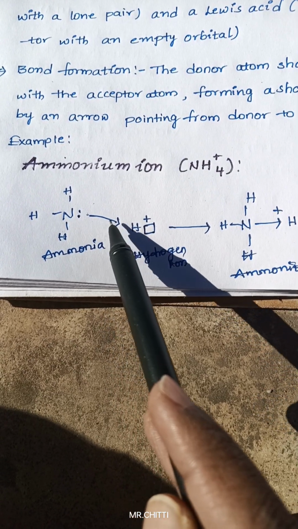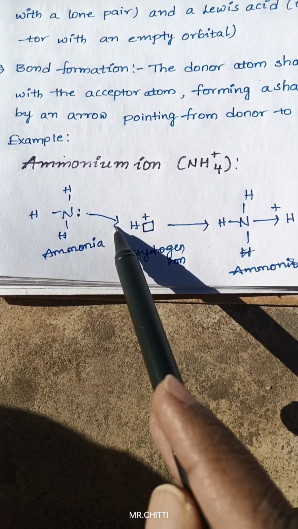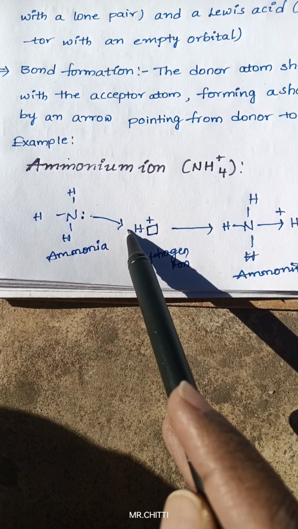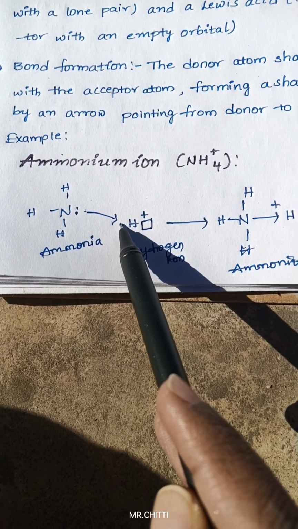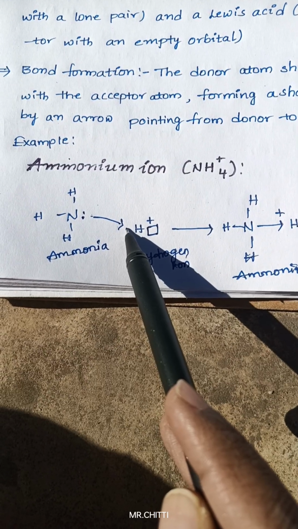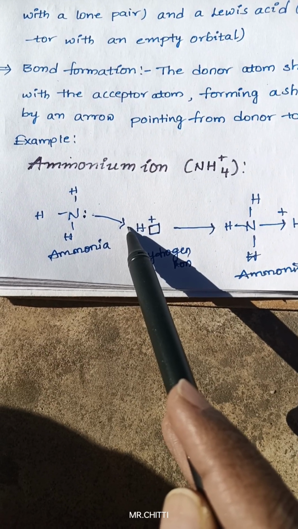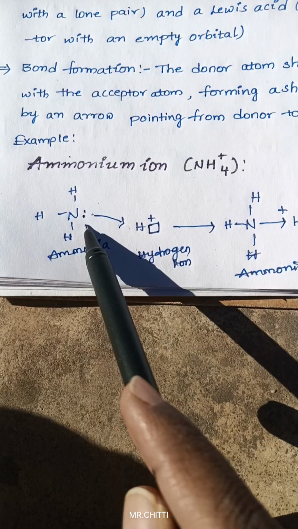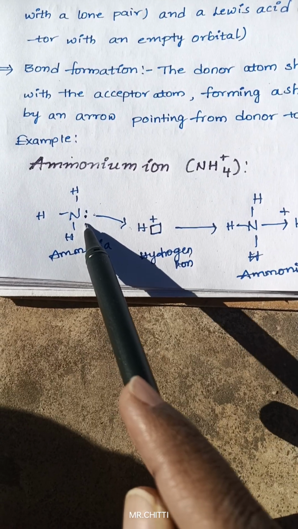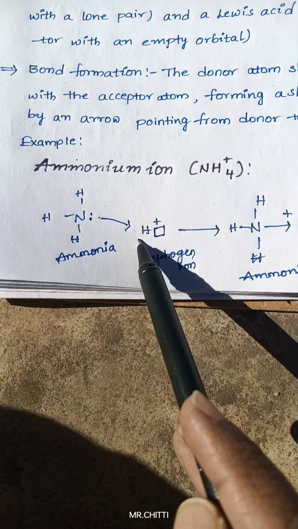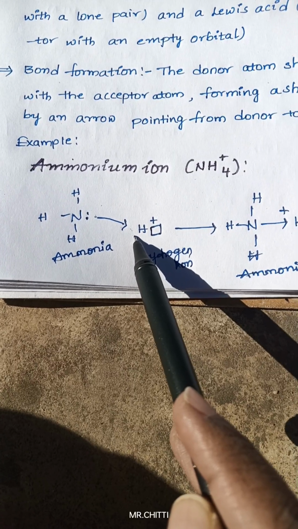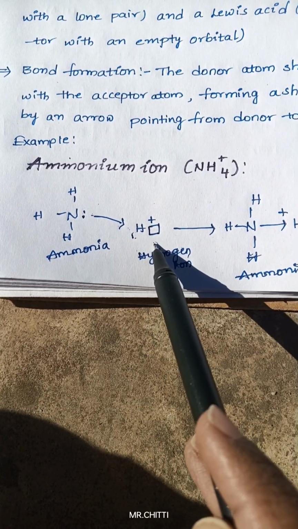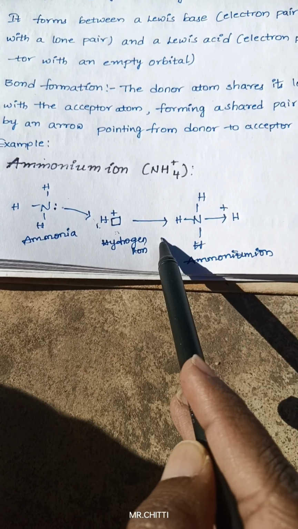When this lone pair of electrons reacts with an empty orbital, the hydrogen H plus ion acts as a Lewis acid. Why? It has an empty orbital. That's why the H plus ion acts as a Lewis acid. Ammonia, with its nitrogen, acts as a Lewis base. It can donate its lone pair of electrons towards the empty orbital of the H plus ion. The H plus ion is filled with these 2 electrons and forms the ammonium ion.